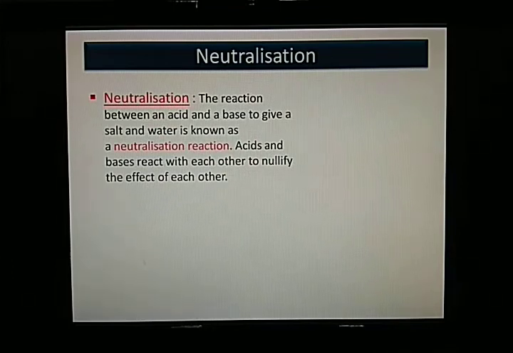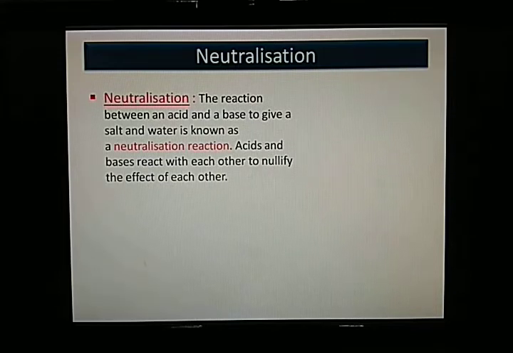Now what is neutralization? Neutralization is a process which can be naturally occurring, as well as done in the laboratories under perfect circumstances. So before going to the process, let us first know what neutralization actually is. Neutralization is a reaction between an acid and a base to give a salt and water. This is known as a neutralization reaction.